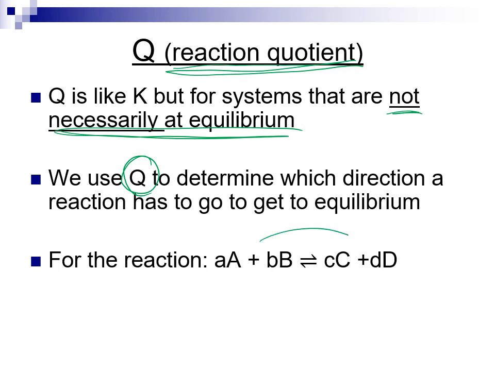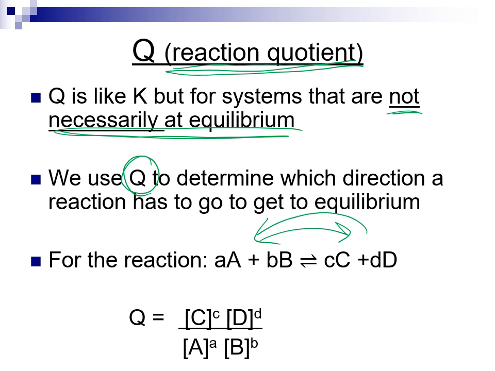So we'll use Q to determine which direction a reaction has to go to get to equilibrium. Again, does it have to shift to the right in order to produce more products to get to what they would be at their equilibrium concentrations, or does it have to shift to the left to produce more reactants to get to what they would be at equilibrium? It's set up the exact same way that we'd set up an equilibrium expression, reactants on the bottom, products on the top, with their coefficients as exponents. And because we don't know if this is at equilibrium, and probably it's not, we're not writing K, we're setting this equal to what's called the reaction quotient, or Q.